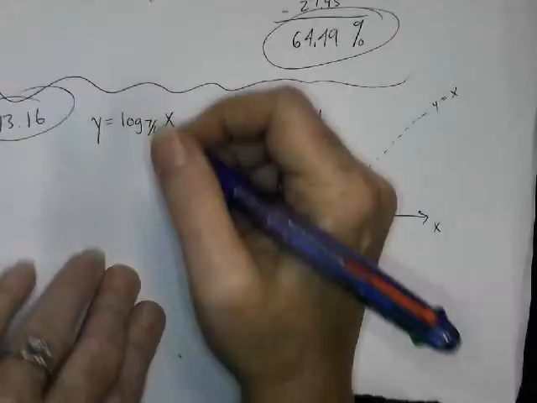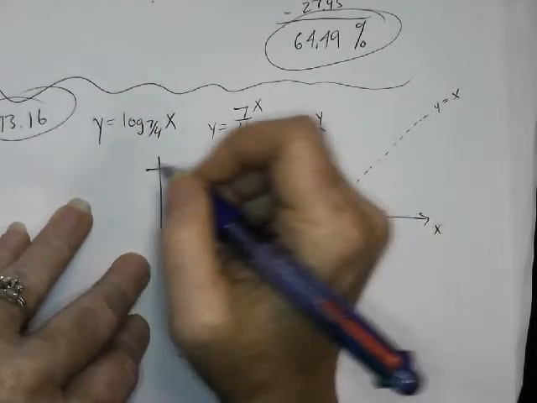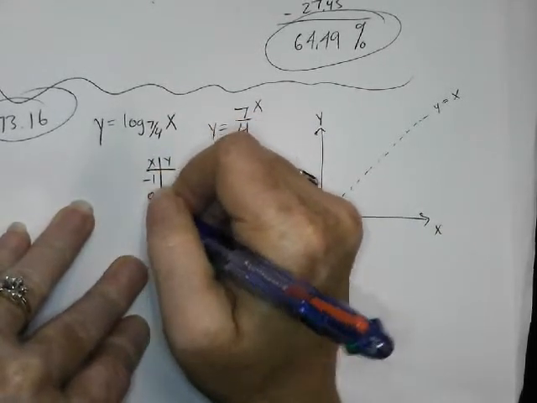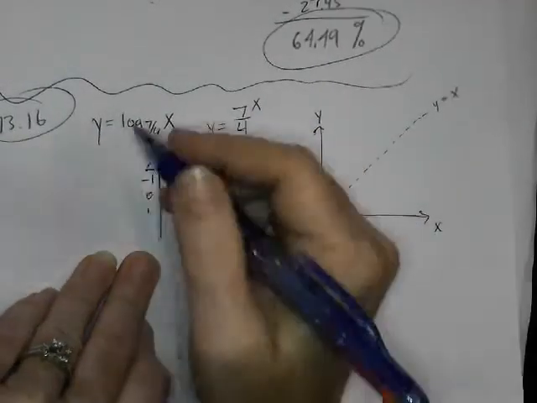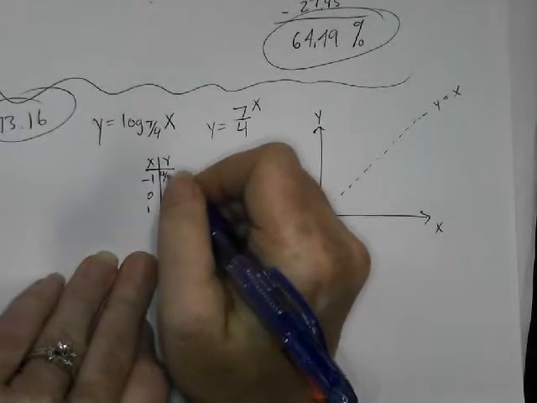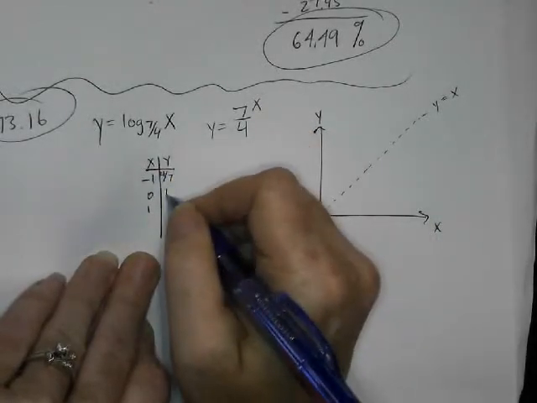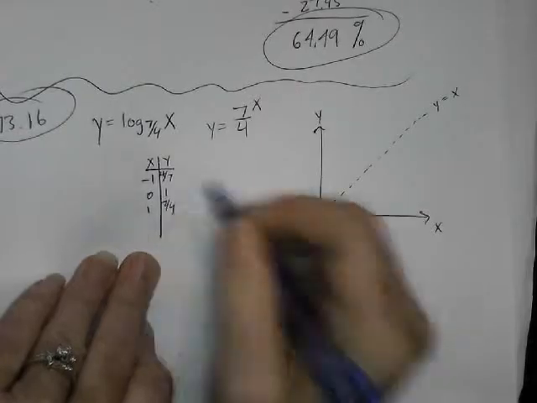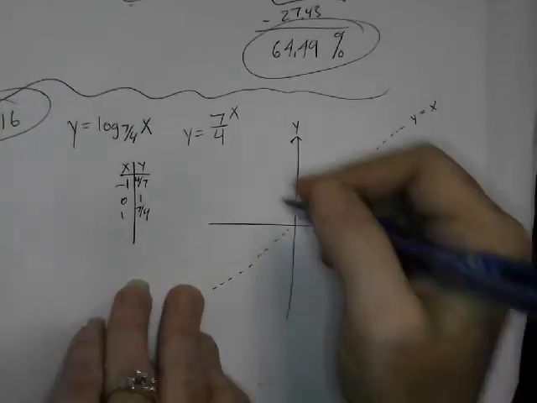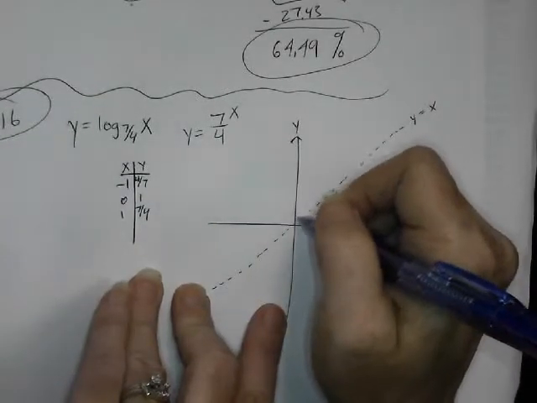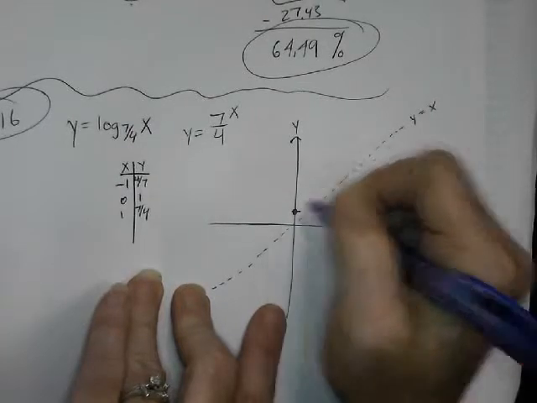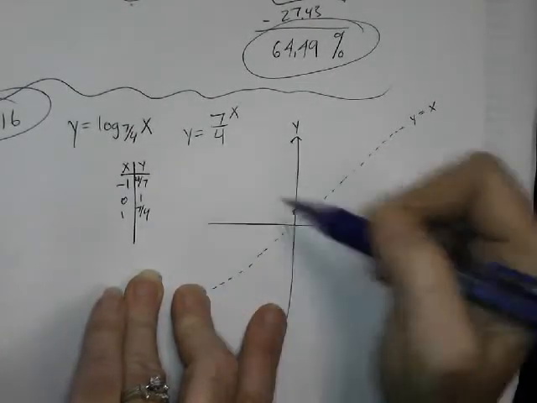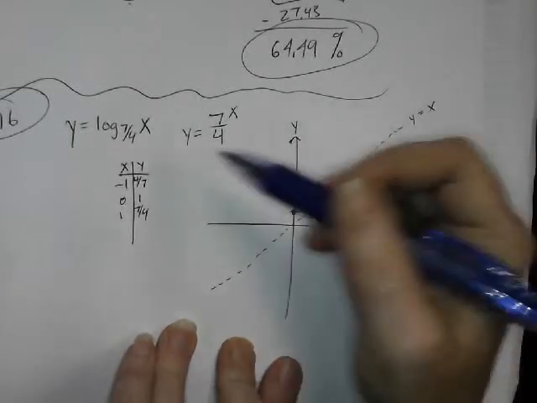I usually just make a table and just do 3 values. Let's go -1, 0, and 1. -1, that's going to give me 4/7, and then 0 is going to give me 1, and then 1 is going to give me 7/4. Okay, so unless you have a translation, there's always going to be something right there. And then these just tell me how steep to make it.